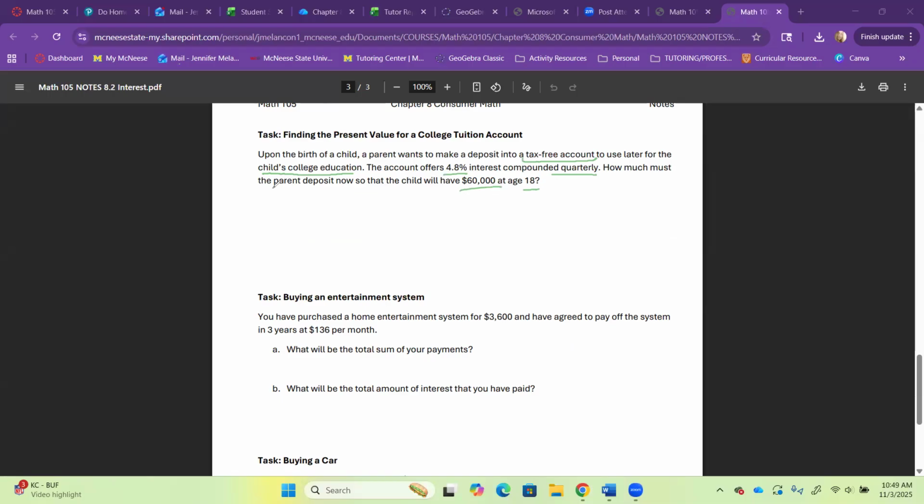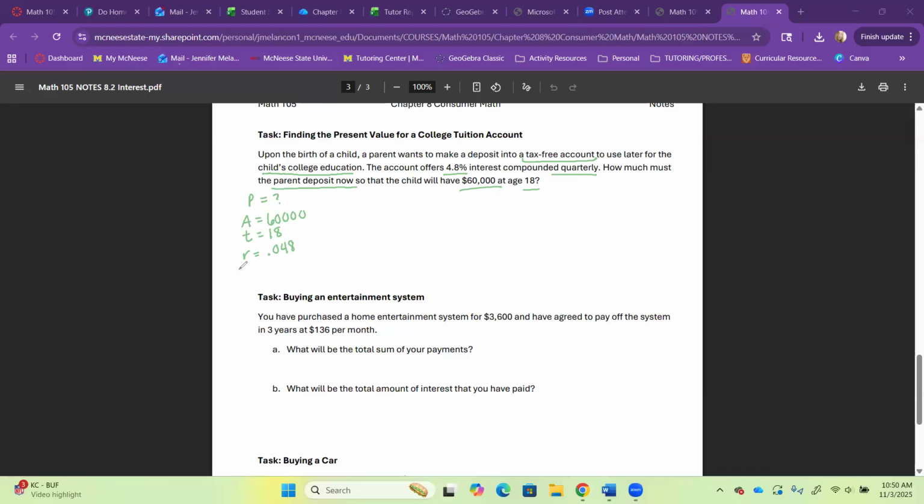So how much will the parent deposit now? We are looking this time for P, the present value. That's our unknown. And we want our future value to be 60,000. Our time is, I guess it's 8 years. Oh, because the child is just born, so it's 18 years, not 8 years. 18 years. So at age 18, upon the birth, we kind of have to figure that out on our own. The rate is 4.8, but we call that 0.048, right? So just be careful. 4.8% interest should look like 4.8 cents, right?